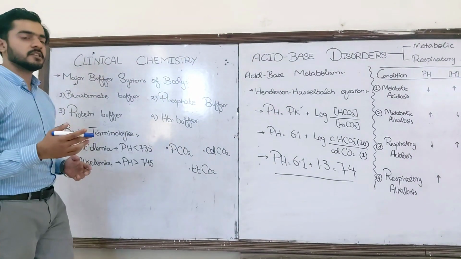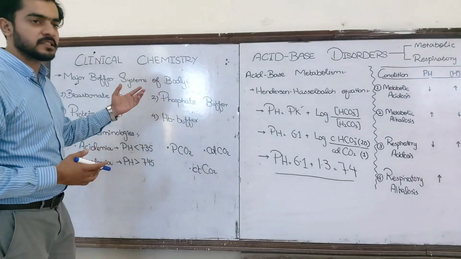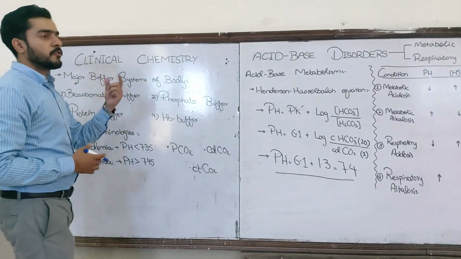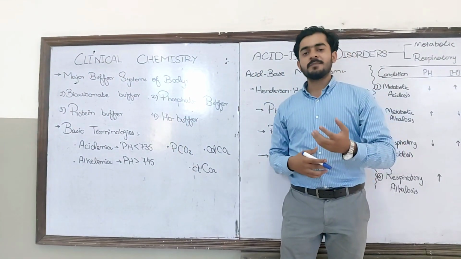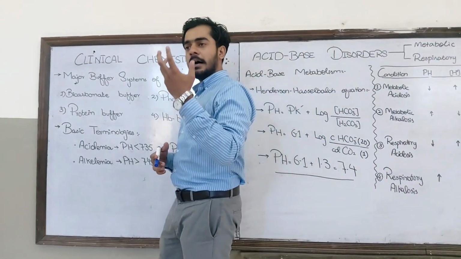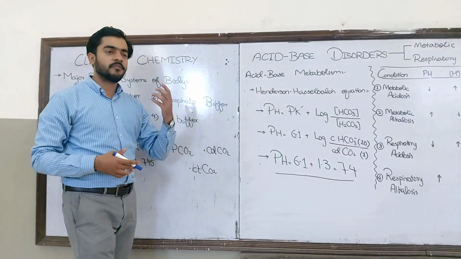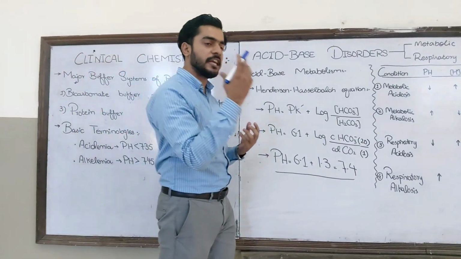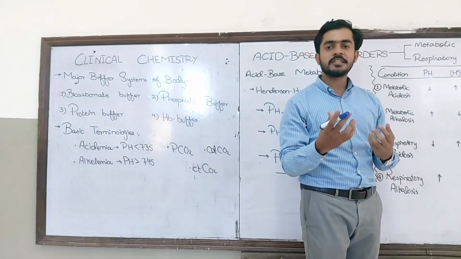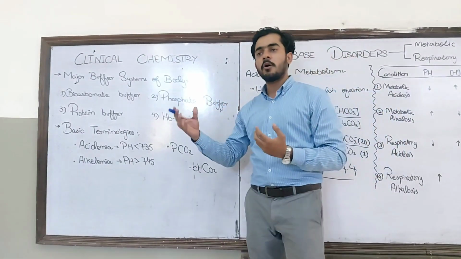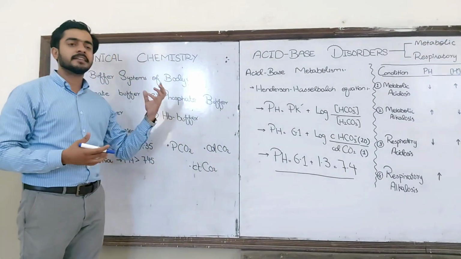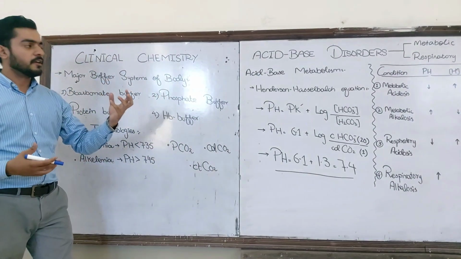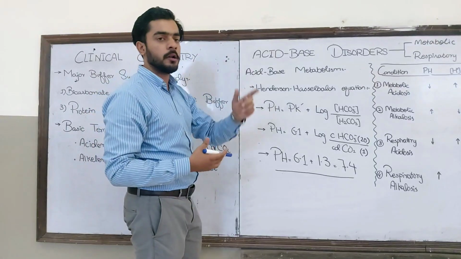As we have discussed in our previous lectures, the major buffers present in our body. First of all, let's define what a buffer is. A buffer is basically a solution, or anything which resists a small change in the pH when a small amount of acid or base is added. So basically a solution that resists a change in pH when a small amount of acid or base is added to it.